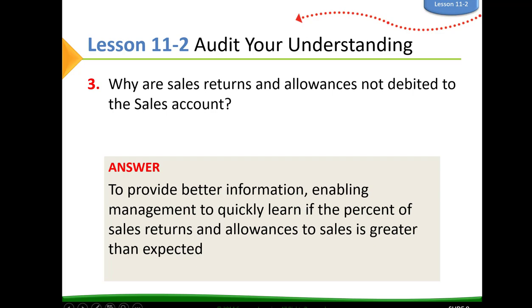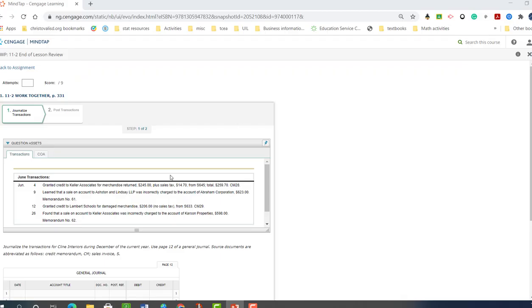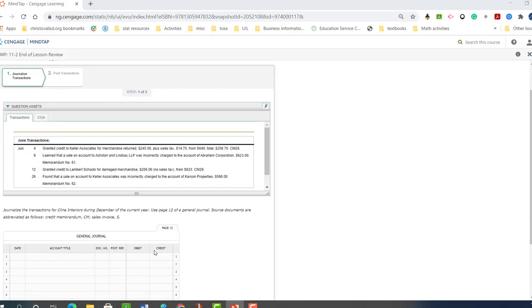So let's go ahead and do a practice set. We are going to look at these four transactions. I'm going to do the first two with you live, and the other two I'm going to pause, let y'all finish them up, and then check your answers with what I have.